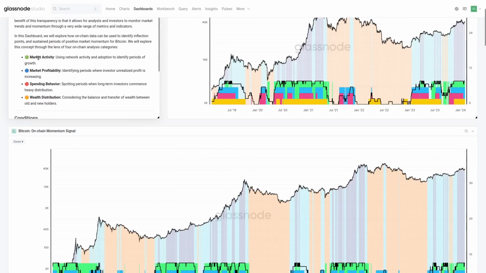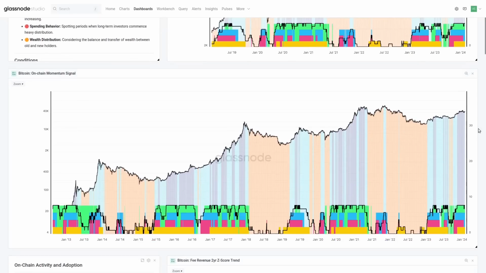Now, those categories are market or on-chain activity. Is the network alive? Is Bitcoin growing? Is there adoption occurring? Is the market getting more profitable? Do we have more profit in the system, which is obviously a trend of positive or bearish sentiment? Are we seeing spending behavior, right? Because profit taking is a normal part of bull markets, but too much profit taking can create a bear market because it oversaturates demand. So trying to spot that inflection point. And then finally, we have wealth distribution. We know that we have coins that move between these different holders over time.